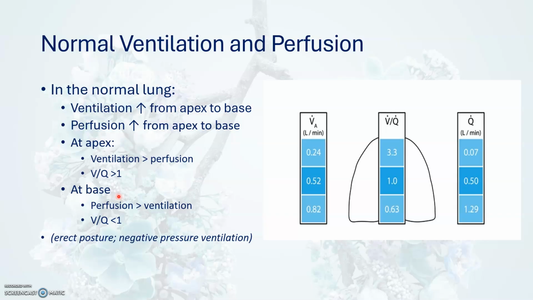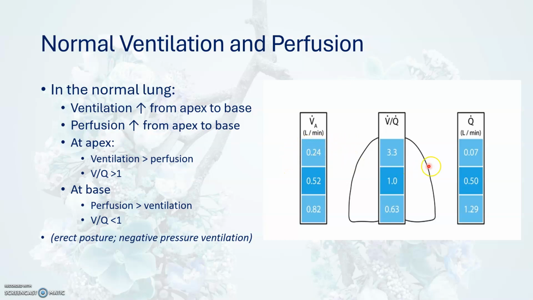Perfusion also increases from apex to base, and that's an effect of gravity. To perfuse the top of the lung, the heart has to work against gravity. To perfuse the base of the lung, it works with gravity. The perfusion gradient is greater from apex to base than the ventilation gradient.